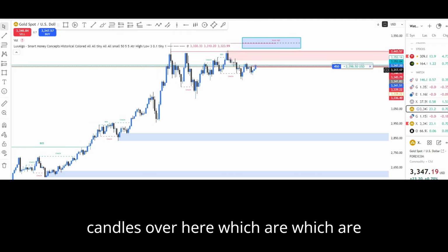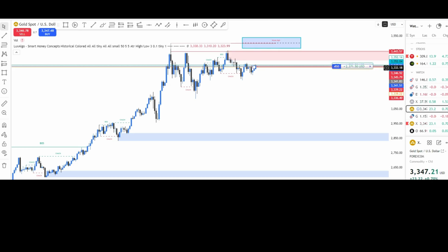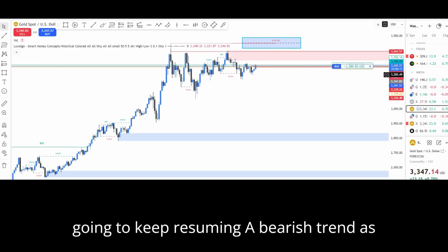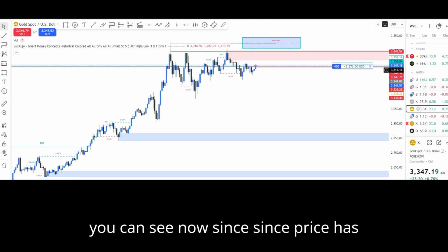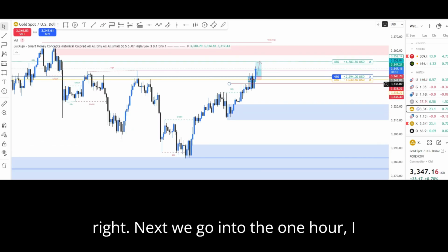We see that there are these three candles over here which are going upwards. However, I do know that it's probably not going to keep going that high, and it's probably going to resume a bearish trend, as you can see now, since price has already reached a pretty high, right?